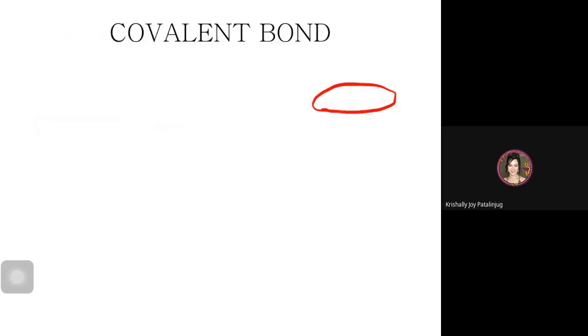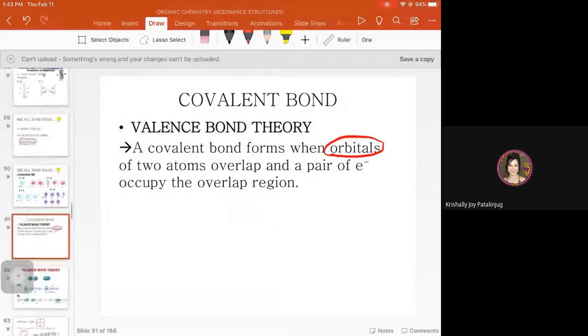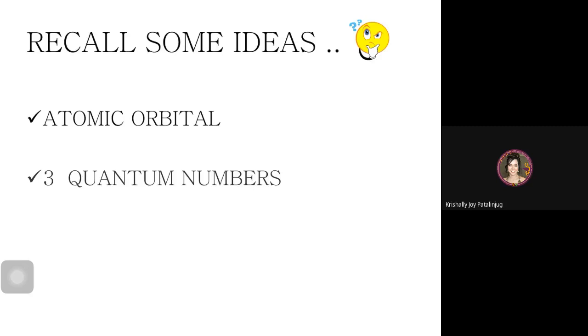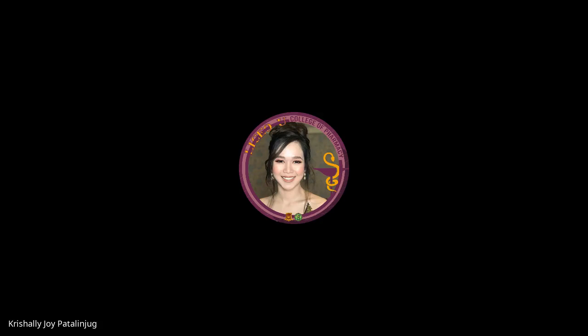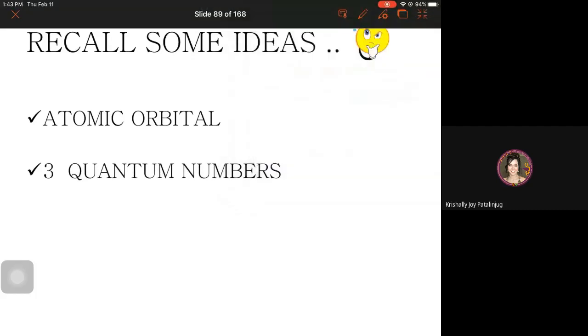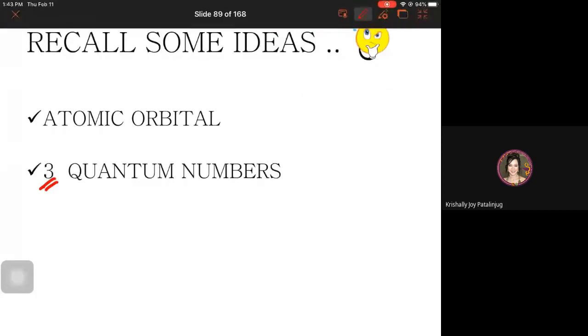By definition, an atomic orbital is a region in space of an atom with the highest probability of finding the electron. We have quantum numbers that describe an atomic orbital. Of the four quantum numbers, three describe the atomic orbital, indicating the size of the orbital, the shape of that orbital, and the orientation of the orbitals.